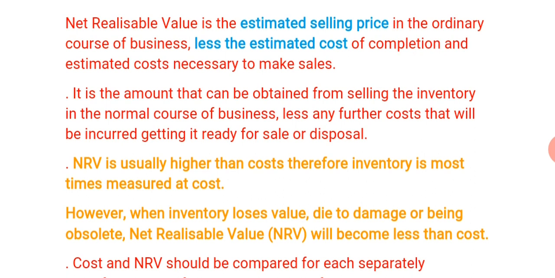But sometimes it's not always the case. Sometimes the NRV could be lower. So we'll look at why the NRV could be lower than the cost. And when it is lower, as required by IAS 2, you'd use NRV, the lower value, to value your inventory. And it says, however, when inventory loses value, now this is when NRV becomes lower than cost.